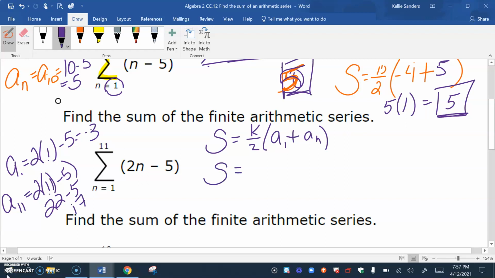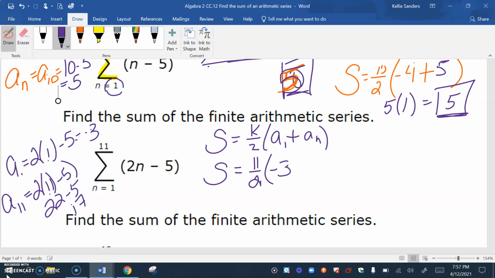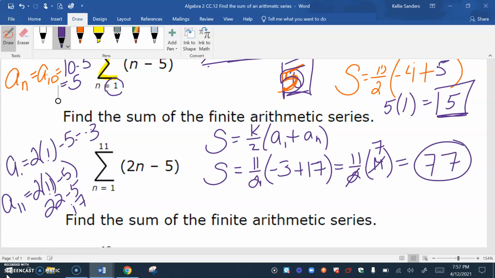So K is the number of terms you'd have. If you start with 1 and go to 11, you would have 11 terms. A sub 1 was -3. A sub n was 17, which is 11 over 2 times 14. You can plug that in the calculator, or the 2 will cancel out with the 14 7 times. So if you added all of the answers together, you would get 77.